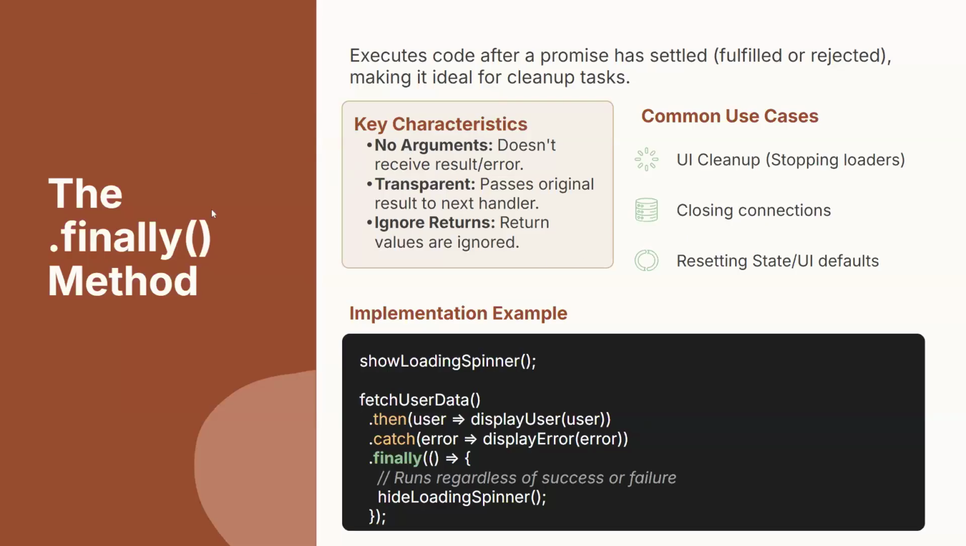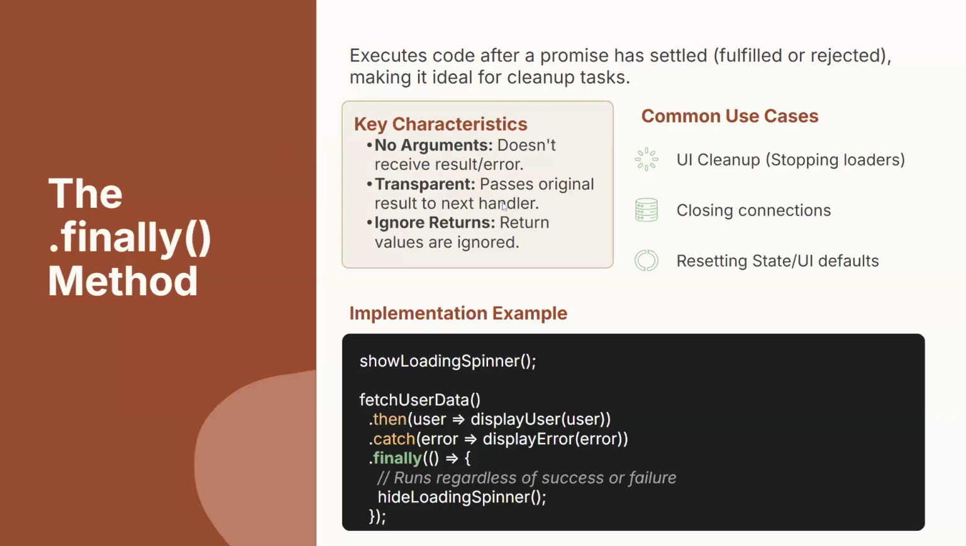And here's one particular example that shows the basic logic behind a loading spinner. Even if the fetch fails, the spinner still hides, because finally guarantees that the cleanup code runs every time.